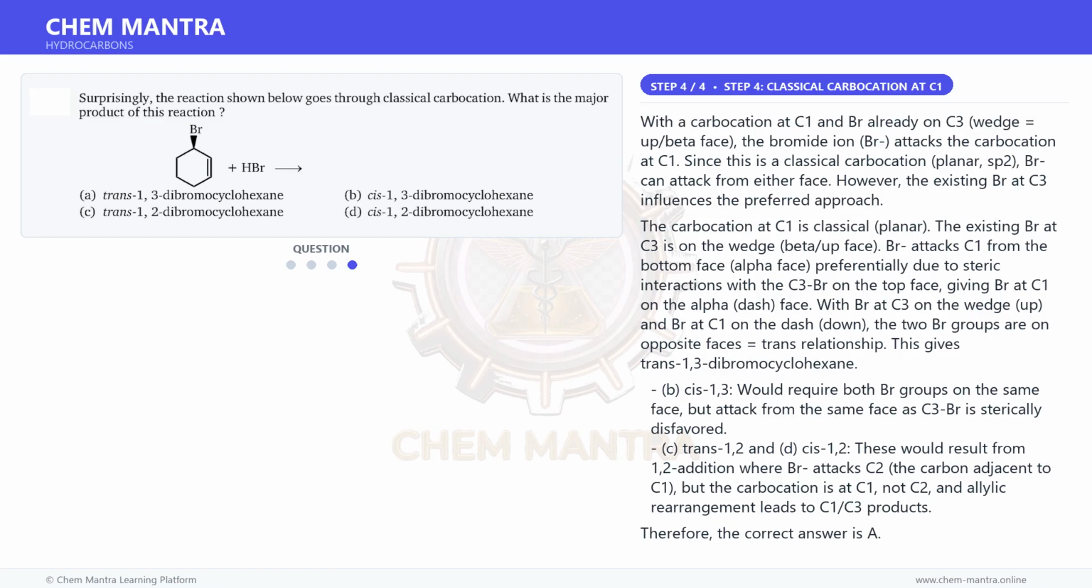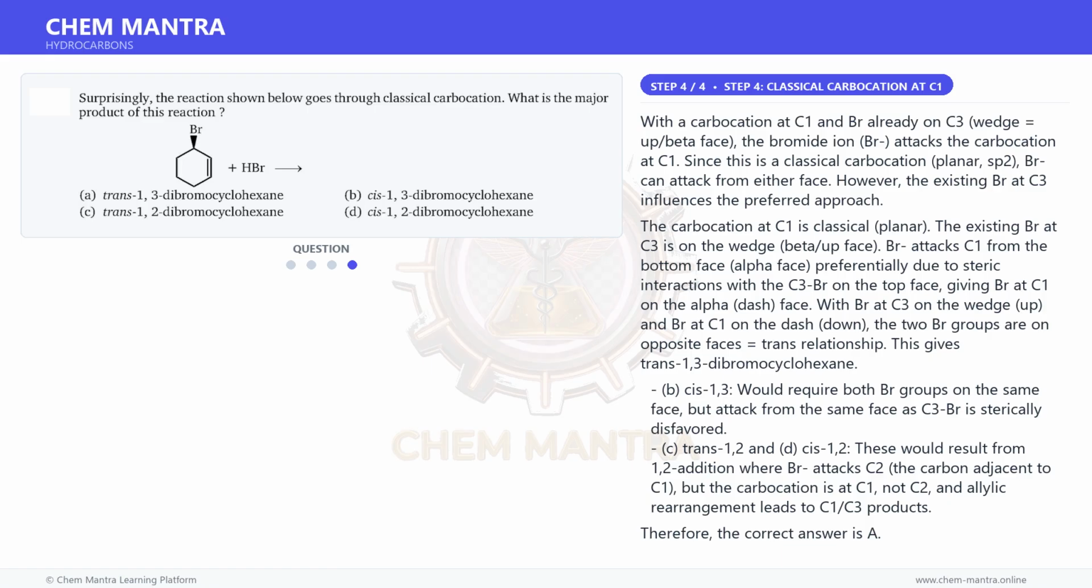Br- attacks C1 from the bottom face, alpha face, preferentially due to steric interactions with the C3 Br on the top face, giving Br at C1 on the alpha dash face. With Br at C3 on the wedge, up, and Br at C1 on the dash, down, the two Br groups are on opposite faces, which equals a trans relationship. This gives trans-1,3-dibromocyclohexane.